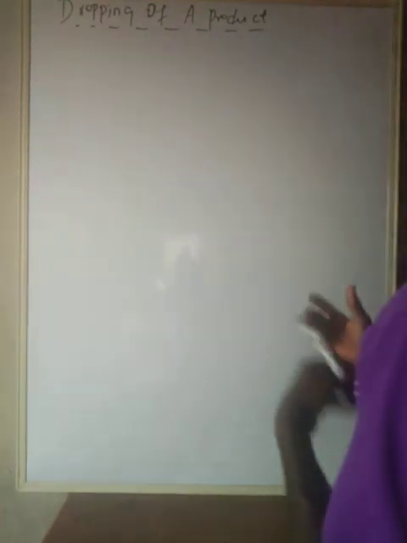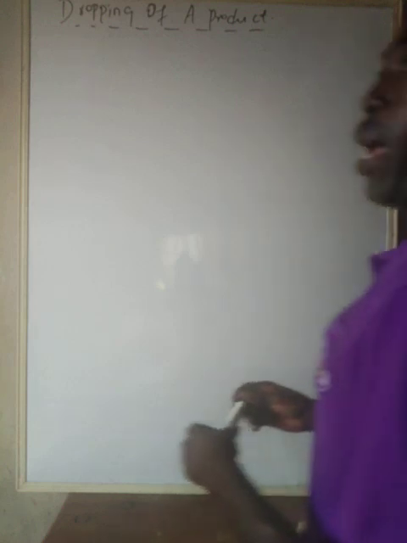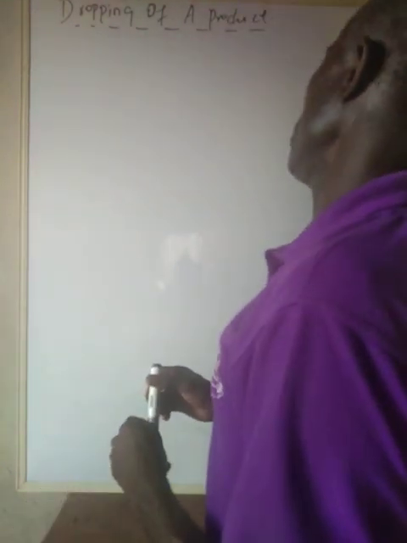Today, as usual, we are covering a cost accounting topic. The topic we are covering today is the dropping of a product. This topic is among those that help management in making decisions, because it makes use of marginal cost in making decisions.